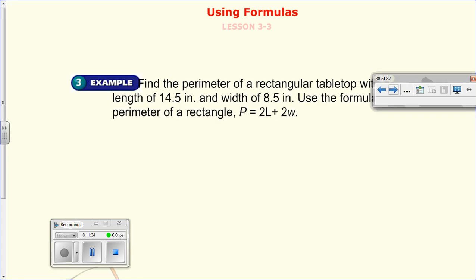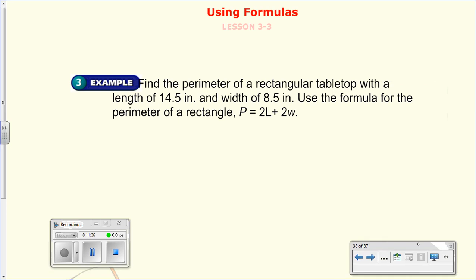So here we go. On this one, find the perimeter of a rectangular tabletop with a length of 14 and 5/10 inches and a width of 8 and 5/10 inches. Use the formula for the perimeter of a rectangle. P is equal to 2 times L plus 2 times W. Again, where L means the length, W means the width.